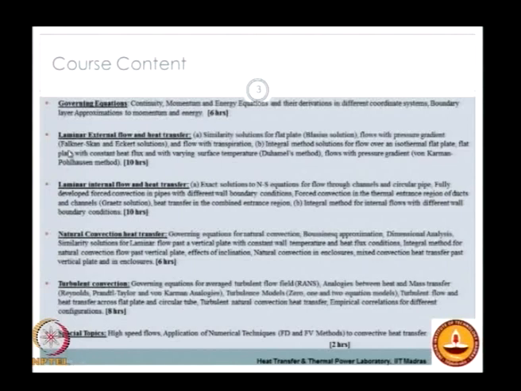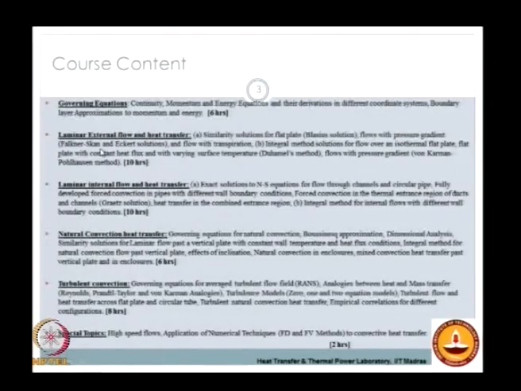The next topic that we will be looking at will be the laminar external flow and heat transfer. So in this, first we'll look at the similarity solutions for flat plate, which is popularly referred to as the Blasius solution, named after Blasius, who first came up with this solution. And we'll extend this Blasius solution to flows including pressure gradients, which are called the Falkner-Skan solutions. And if you have a heat transfer problem with adverse pressure gradient, it's referred to as Eckert solutions. We'll also look at the flows with transpiration also in this course, and these are some of the exact solutions.